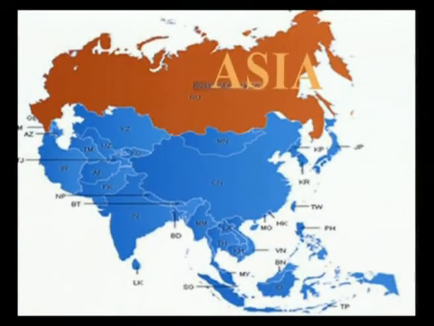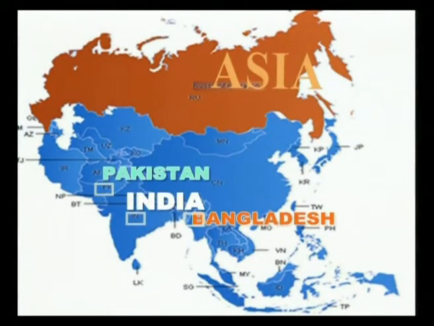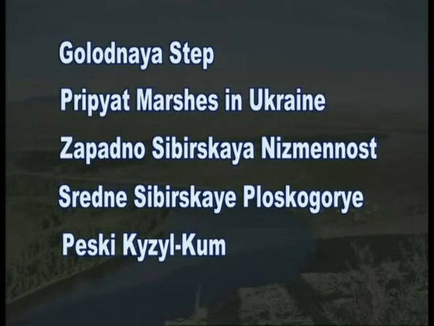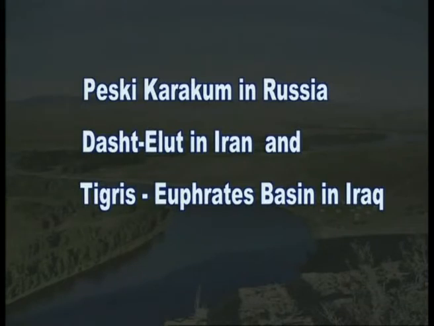These are the Indo-Gangetic fertile plains across India, Pakistan and Bangladesh, the Red Basin, Taklamakan, Nanling, Xinjiang, Manchuria and the Wulan-Shan river basins in China, the Golodnaya steppe and the Pripyat marshes in Ukraine, the Zapadno-Sibirskaya Nizmennost, Sredne-Sibirskaya Plosko-Gorye, Pesky Kizilkum and Pesky Karakum in Russia, the Dasht-Elut in Iran and the Tigris-Euphrates basin in Iraq.